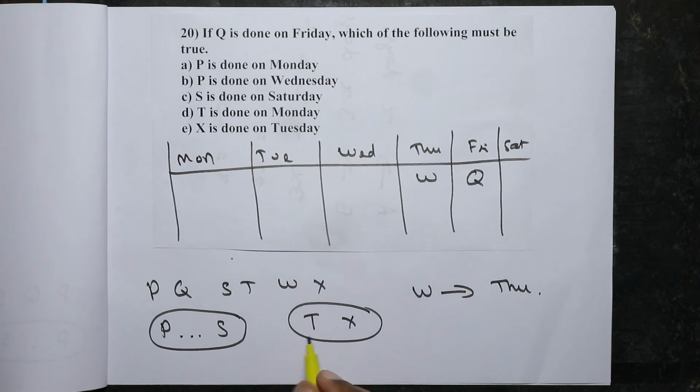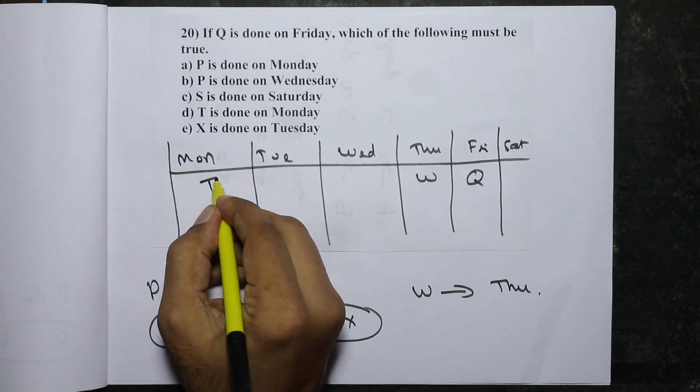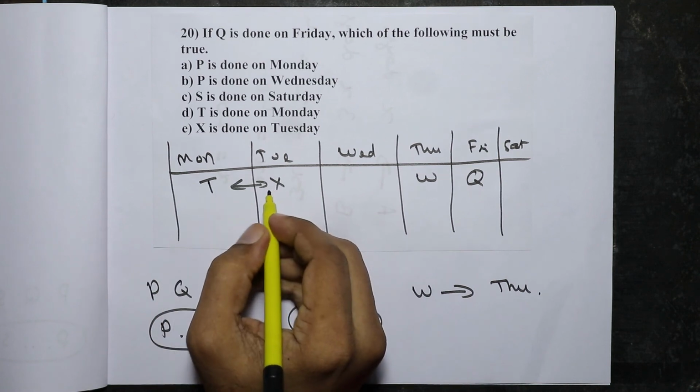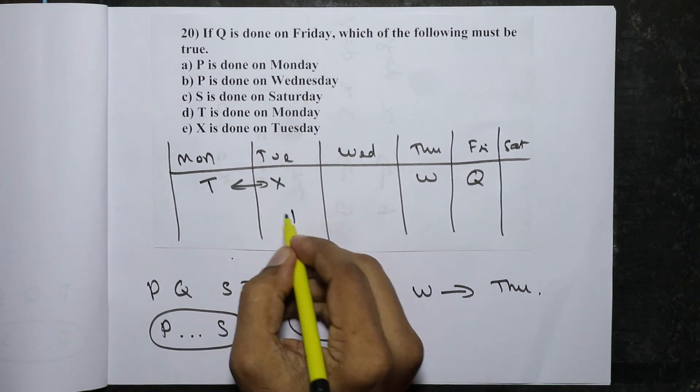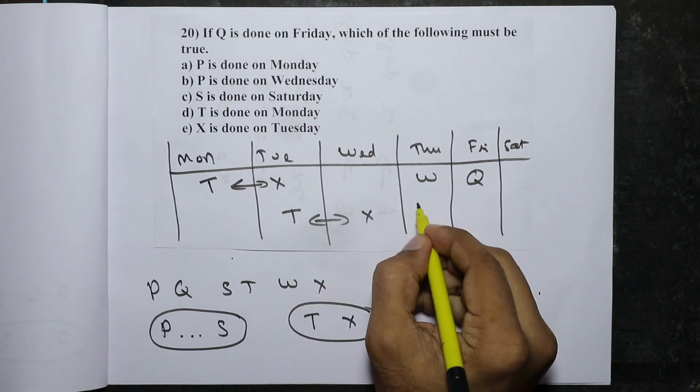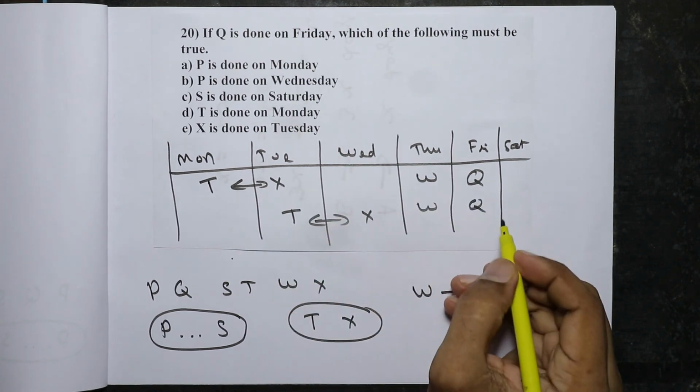Now we need to have 2 consecutive days for T and X. So one way of doing T and X will be like this, and they can be interchanged. It can be XT also. Another way of doing it is T and X like this, and T and X can be interchanged, and again you have W and Q like this.